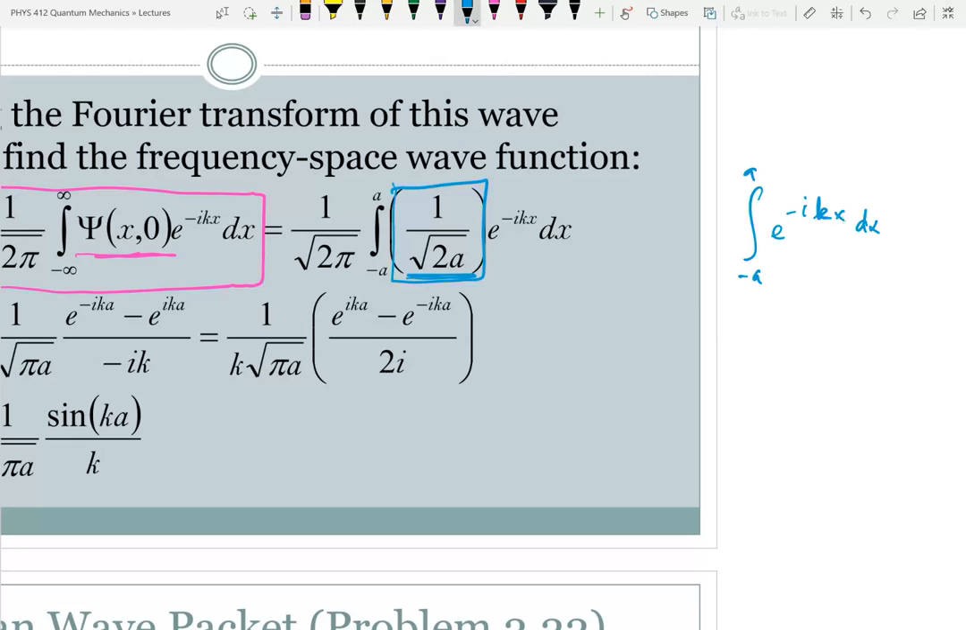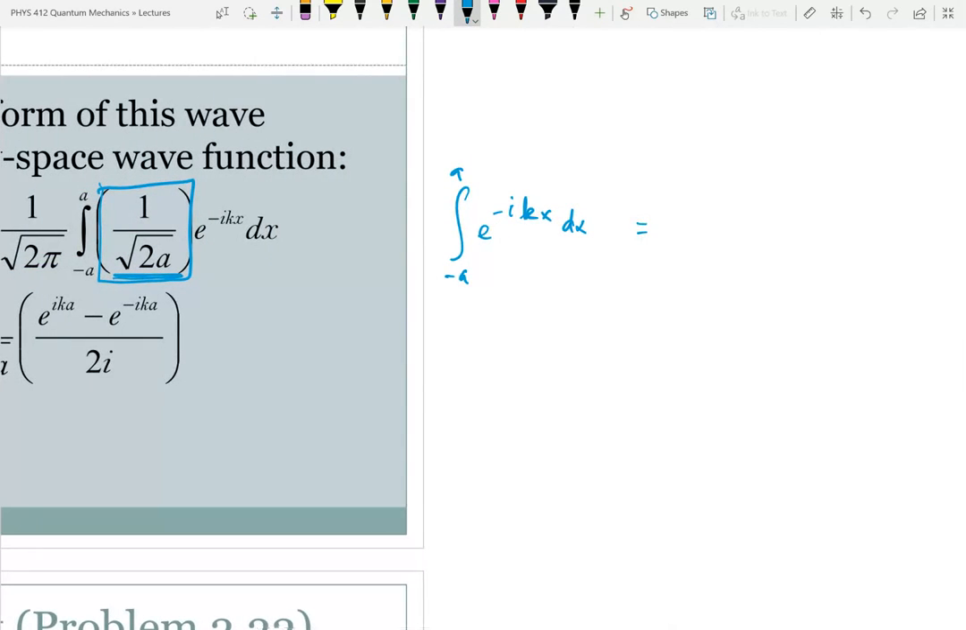I want to say it's pi over a to the 1/2. But I feel like there's a constant or a value. It's evaluated, because it's an exponential. Remember, if you're doing the derivative of an exponential, you bring down the derivative of the exponent. If you're doing the integral, you divide by the derivative of the exponent. So that's going to be e to the minus ikx over minus ik, and then with our limits.